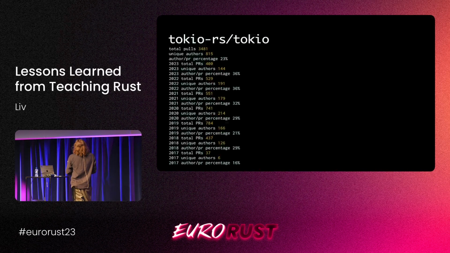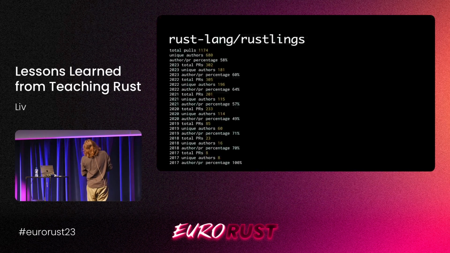So if you look at Rustlings, that's 58% overall. For most of these years, we're hitting 50 or 60%. And you can see the amount of PRs increases every year, more or less. Which makes me think I was right about my hunch that Rustlings, for some reason, gets a lot more PRs from first-time people than normal.